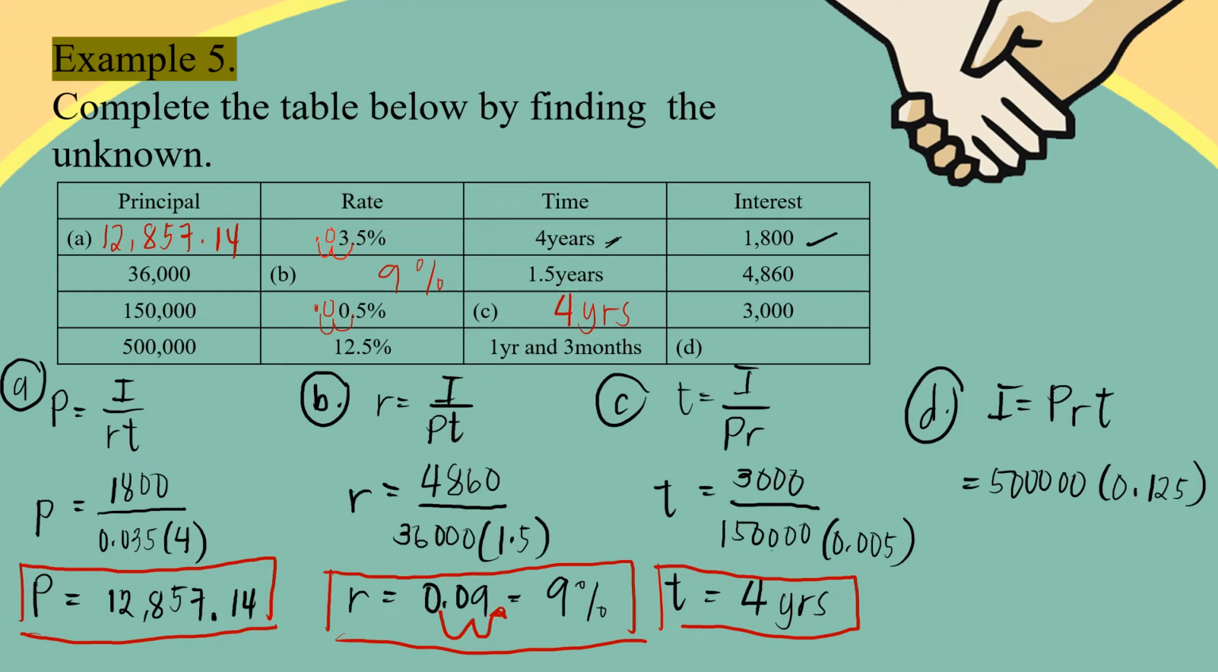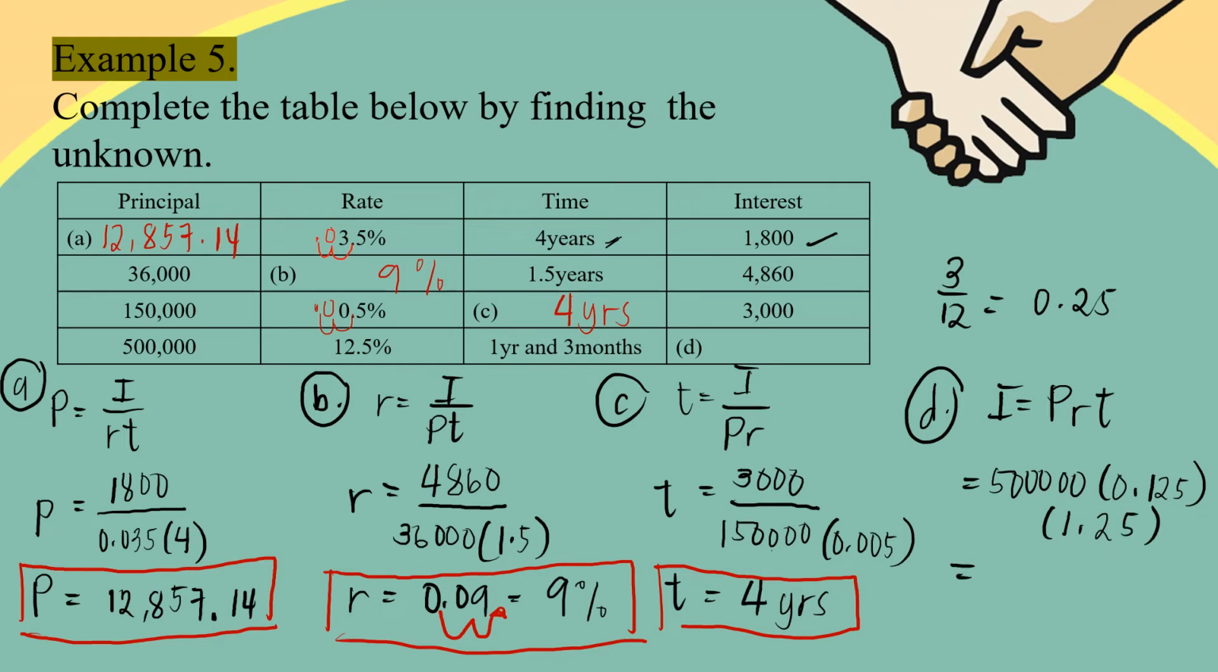Times, ano yung time? Ang time natin is 1 year and 3 months. So, si 3 months, i-convert pa natin yan into years. So, 3 divided by 12. Okay, so 3 divided by 12 is equal to 0.25. So, ang magiging time natin or years ay 1.25 kasi 1 year and 3 months. So, 1.25.